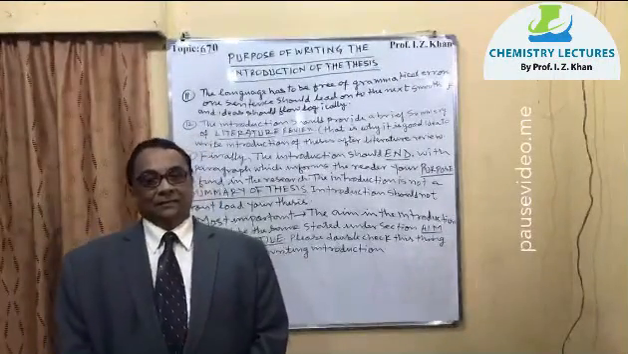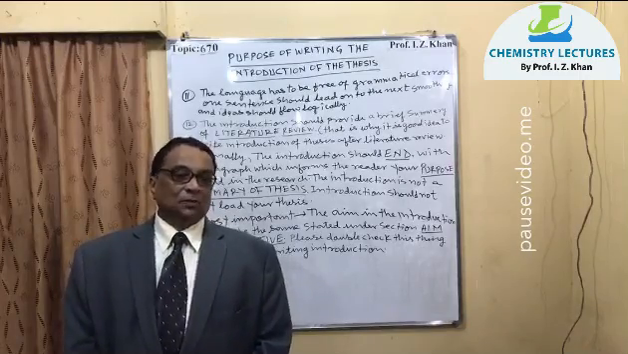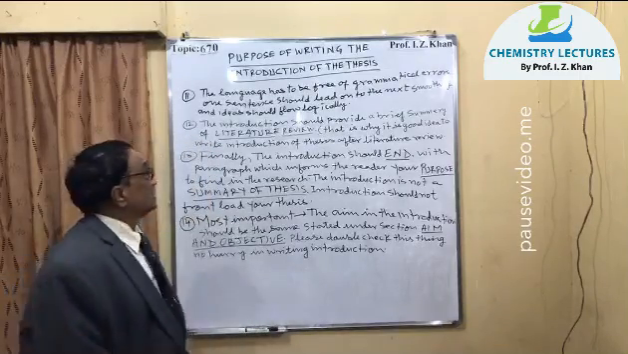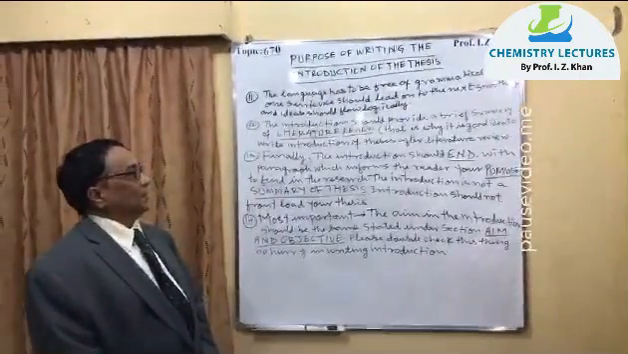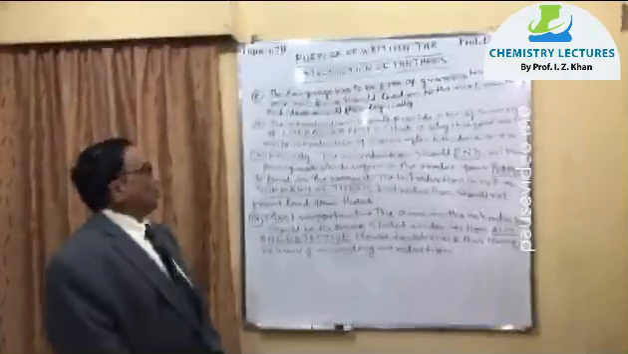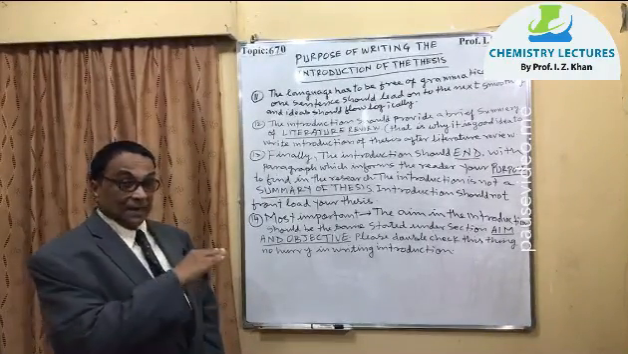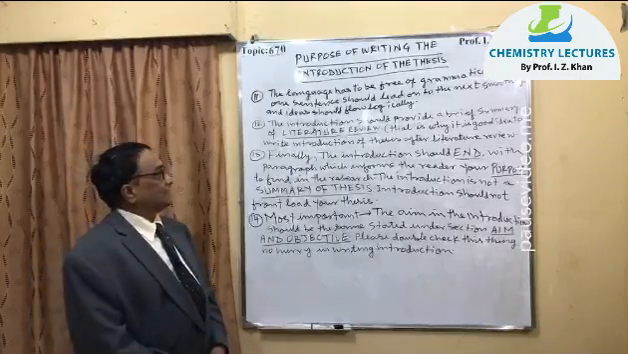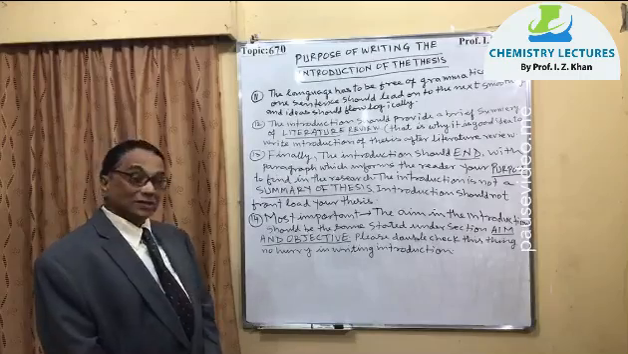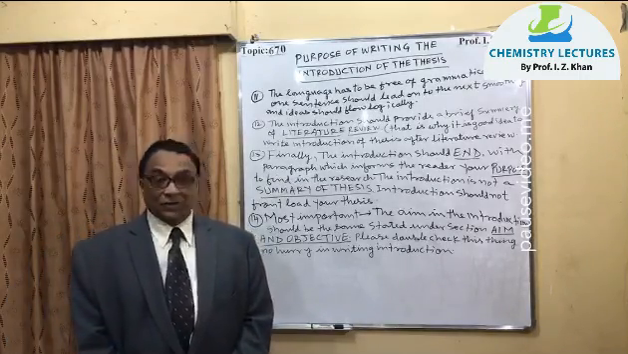So number 11, your language should be free of grammatical mistakes. The language has to be free of grammatical errors. One sentence should lead on to the next. That is called smooth flow. Ideas should flow logically. What idea you are writing, it should flow logically.